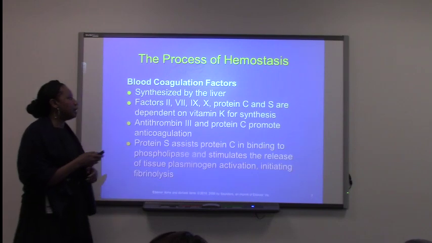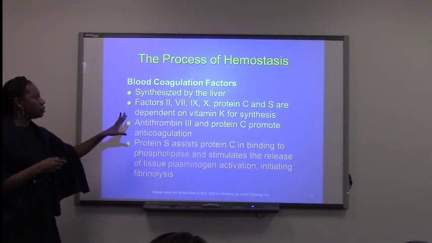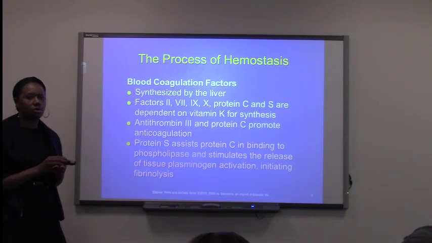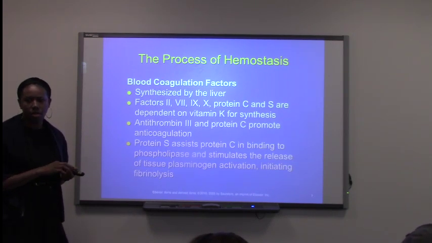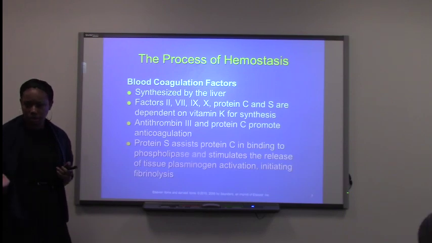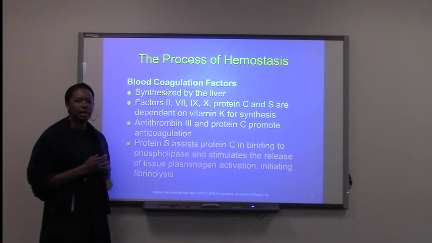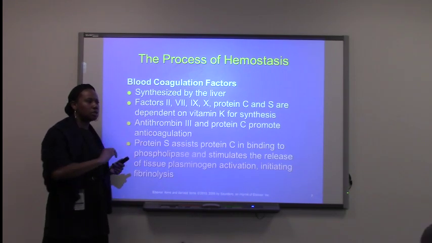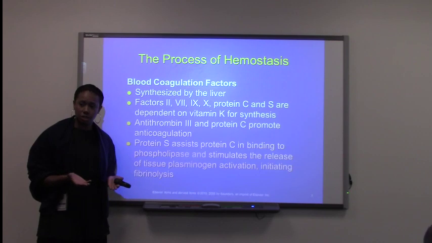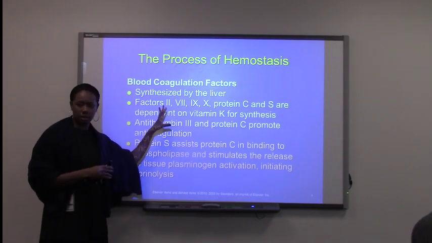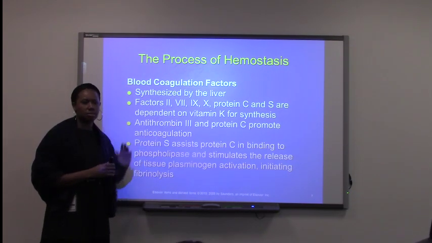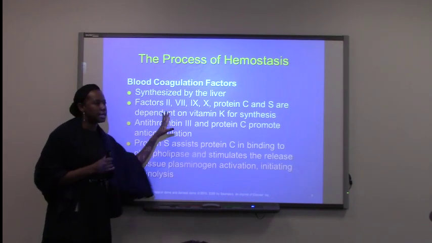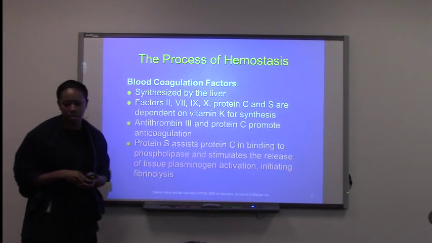Now, factors 2, 7, 9, and 10, and protein C and S, are dependent on vitamin K for synthesis, which is extremely important to know, and I think you talked about this. Vitamin K is extremely important for making these clotting factors, which means that if a person is vitamin K deficient, they will have an issue with blood coagulation. Sometimes infants are born with this, and sometimes people can acquire vitamin K deficiency as an adult as well.